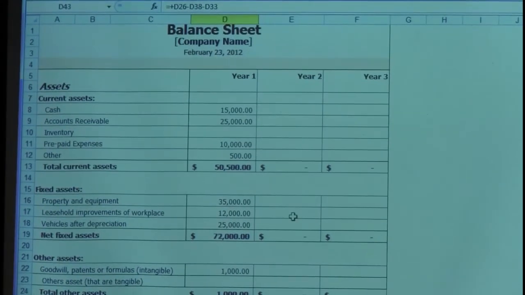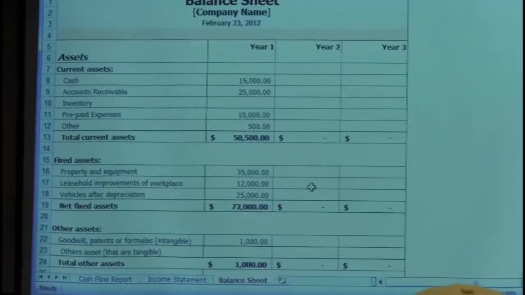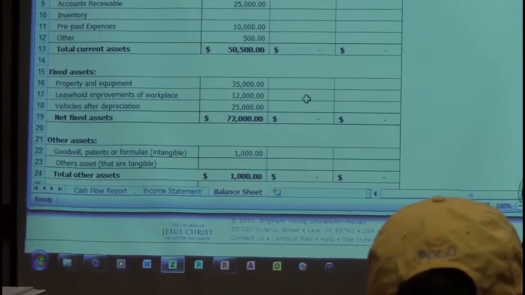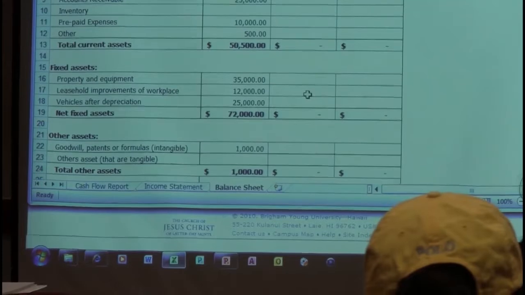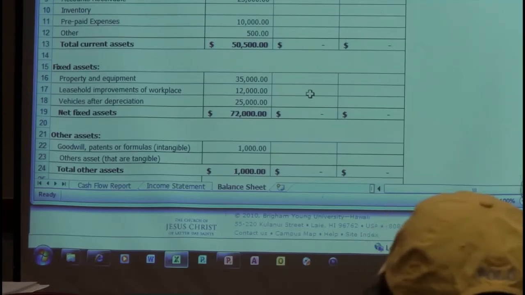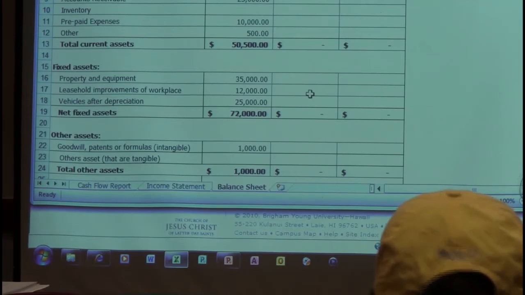Vehicles after depreciation, and other assets. Patents, those are valuable. What the value is is always up for argument or negotiation. But you can have a third party appraise your patents, appraise your formulas. Any of your intellectual property can be appraised and put on your balance sheet. Goodwill.